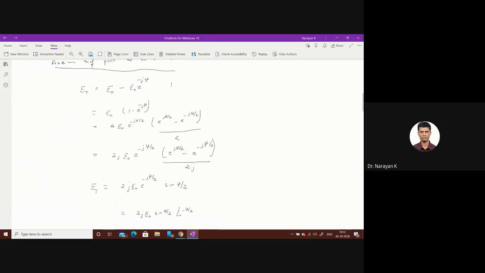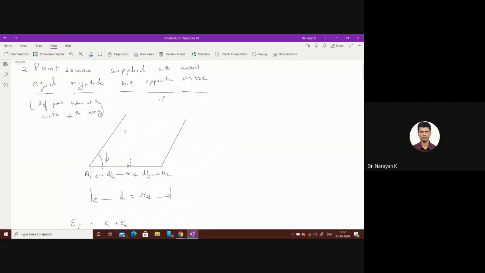Either derivation is fine, but if nothing is asked in the question, take the reference point at the center of the array.